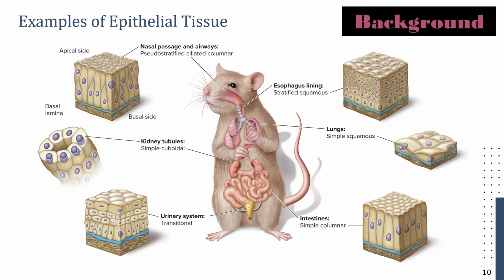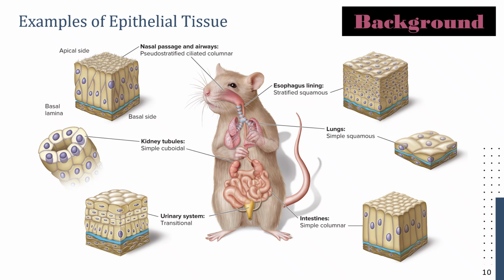Compared to nervous tissue or muscle tissue, there are several different types of epithelial tissue. So there's essentially one type of neuron. There's just 3 types of muscle tissue, but there are several different types of epithelial tissue. So I would suggest that you just look through this, pause the video, and look at where these different tissues are in this mouse, to get an idea of what their job is.